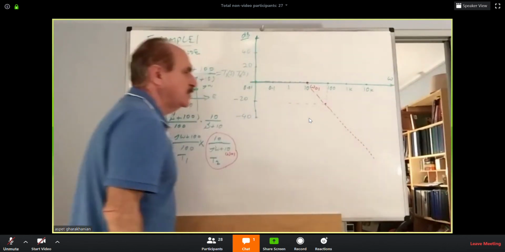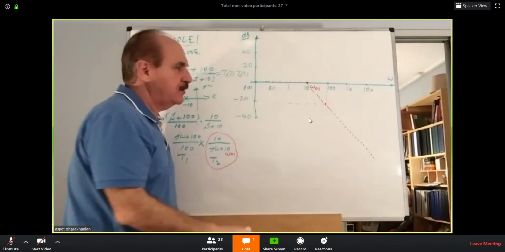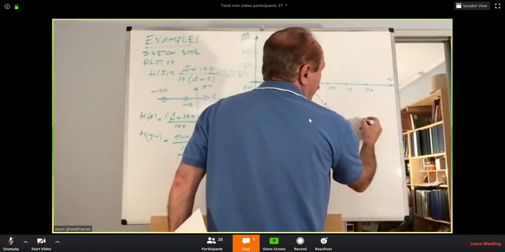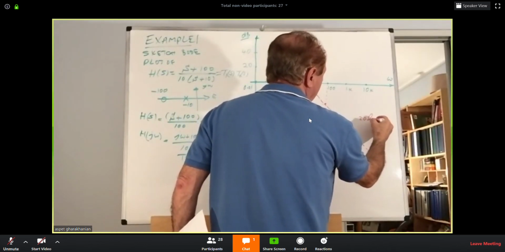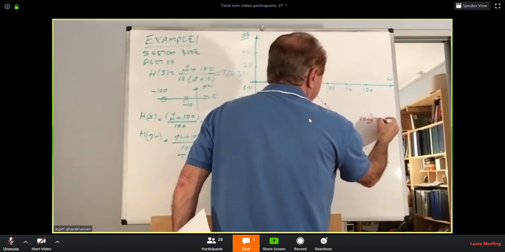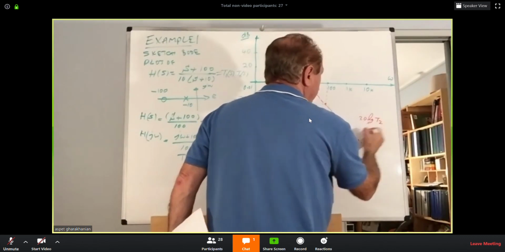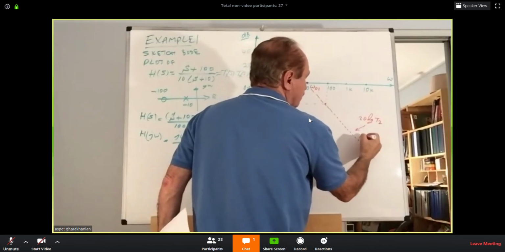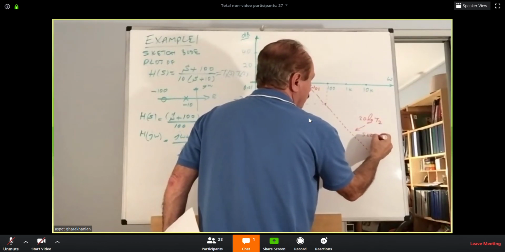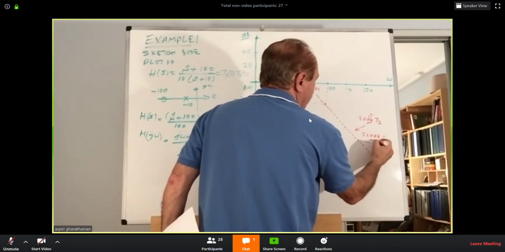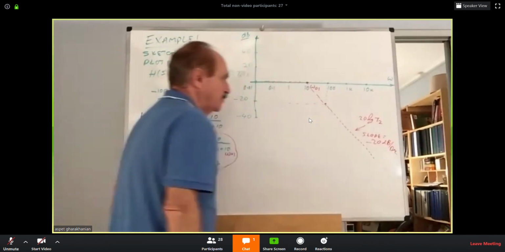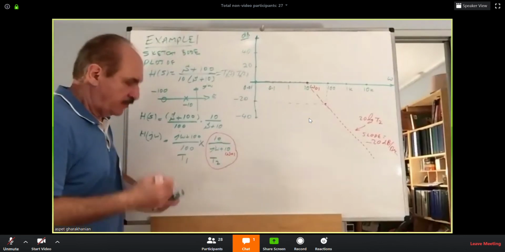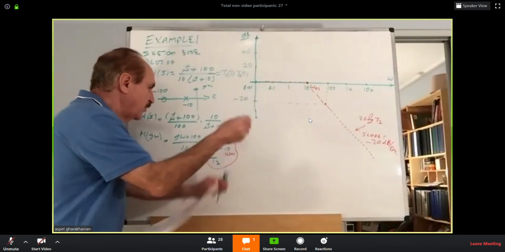There you are. What you have here is the 20 log of transfer function 2. And the slope is equal to minus 20 dB per decade. We got that. That's the slope. So this is out of the way.